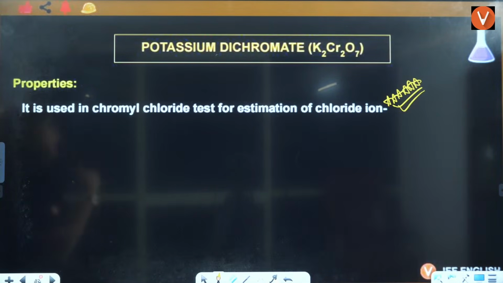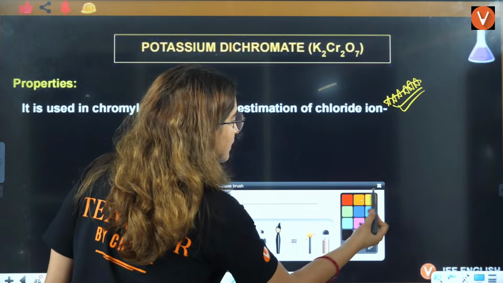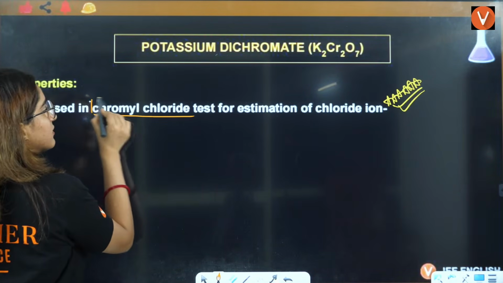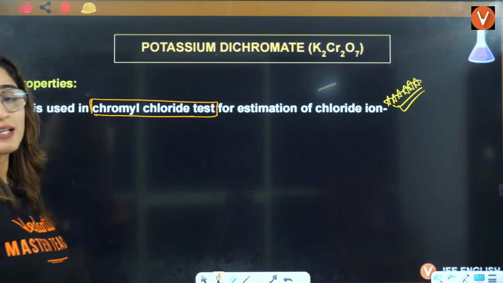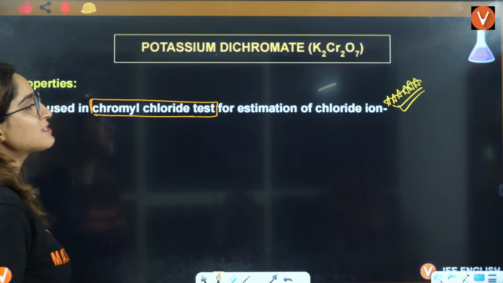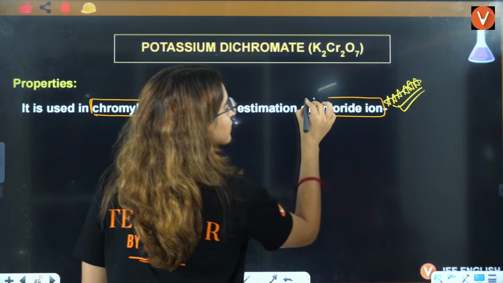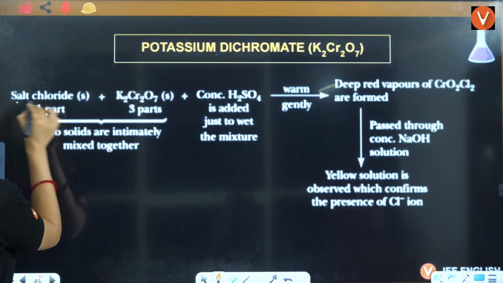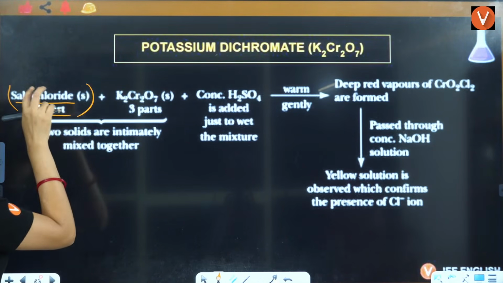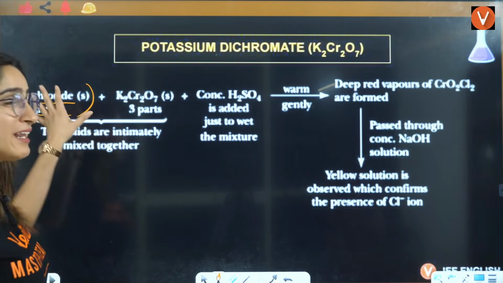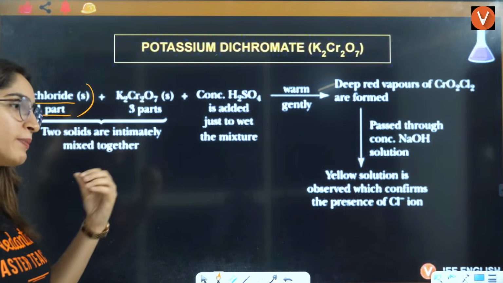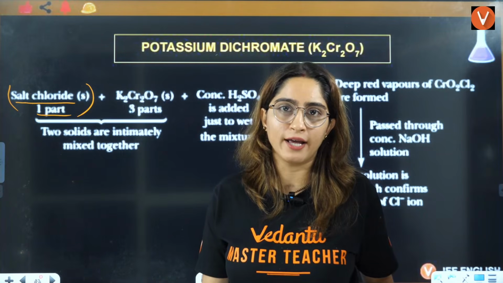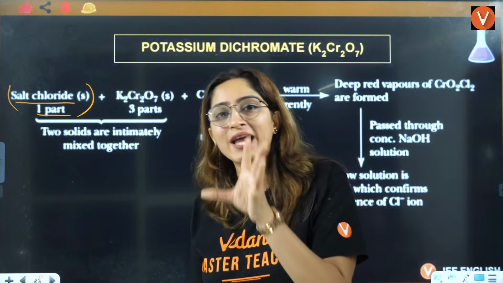When I talk about JEE Advanced, it is used in the chromyl chloride test for the estimation of chloride ion. How it is used, let us see. You have a salt where you will have chloride ion, and you want to detect the chloride ion with the help of the chromyl chloride test.